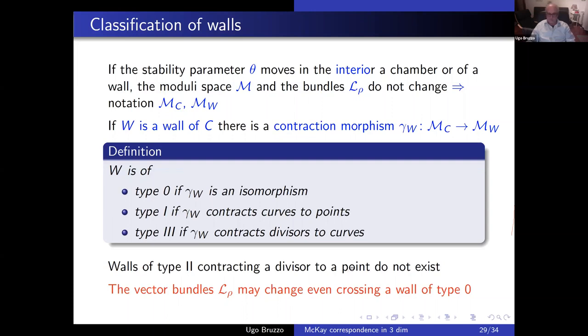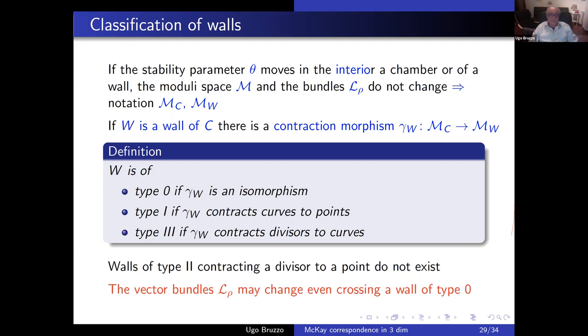Okay, there is no contraction which sends a divisor to a point. And what is interesting is that even when you have a wall of type zero, so when you cross the wall, the moduli space doesn't change, the vector bundles may change. The tautological vector bundles may change. So it's a kind of change of basis either in the Grothendieck group or in the cohomology ring that you get when you cross a wall, even in the case the wall is of type zero.